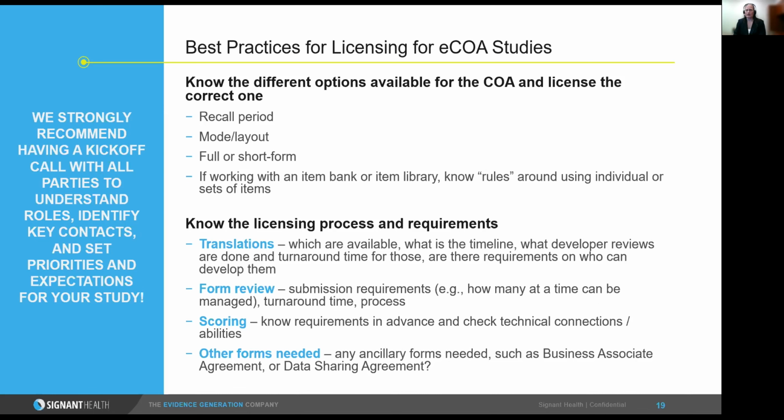And then think about any other forms that are needed. If you're using an ECOA vendor, we would have a business associate agreement to ensure that that ECOA vendor has the rights to use our survey also. If you're going to be sending data to us to score, then you would need to have a data sharing agreement in place. So think about all the different paperwork and forms that might be needed, and we would help you walk through all of those.